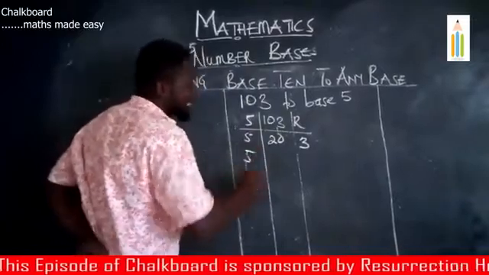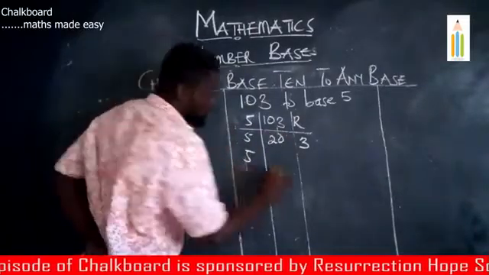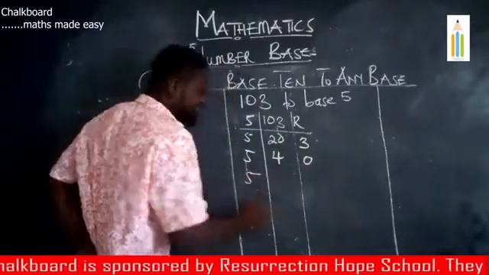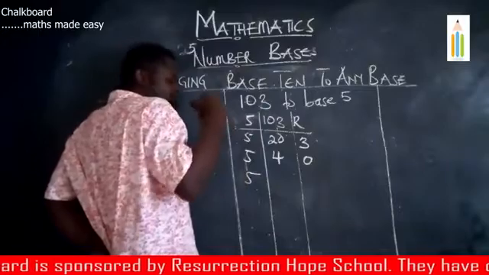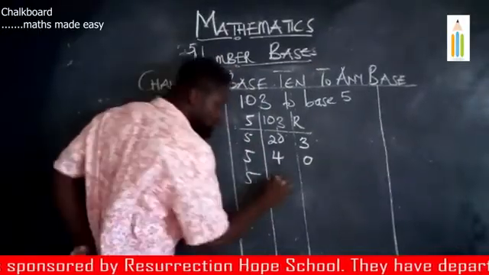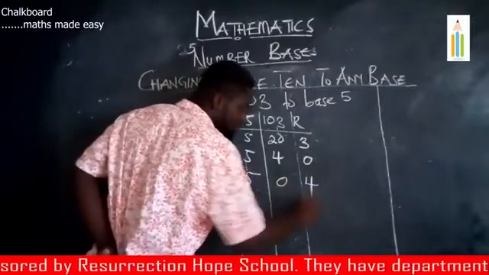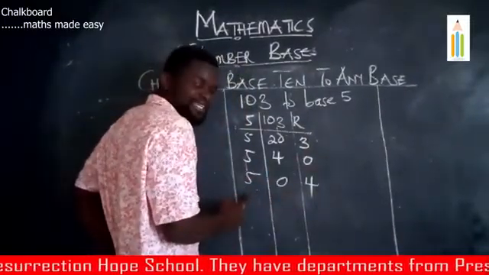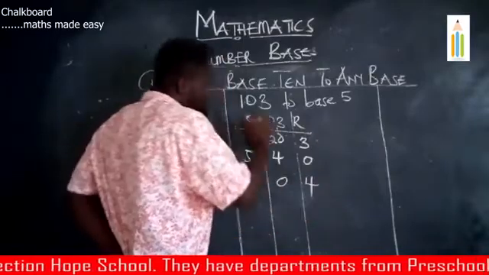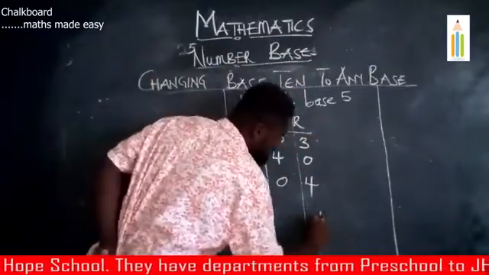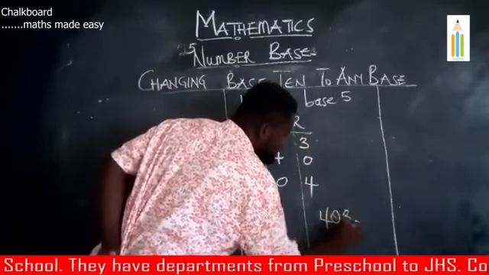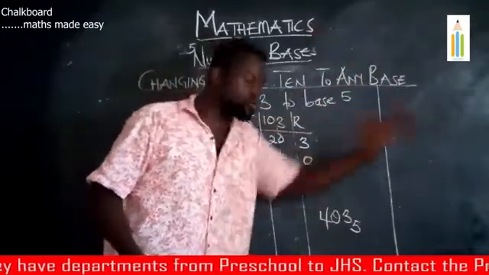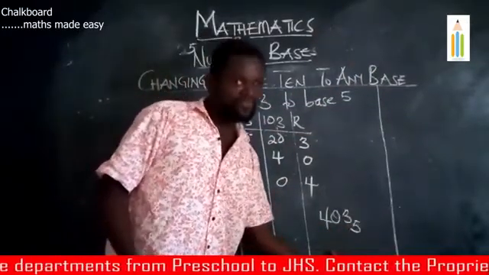Now, 5 again times what gives you 20? That's 4. So 4 comes here. There's no remainder, so 0. So 5 again times what will give you 4 or closer to 4? That's 0, because 5 times 0 gives us 0. Remainder 4. Are we good? So the final answer for 103 to base 5 gives us 403 base 5. So with your final answer like this, you write 103 converts to 403 base 5.